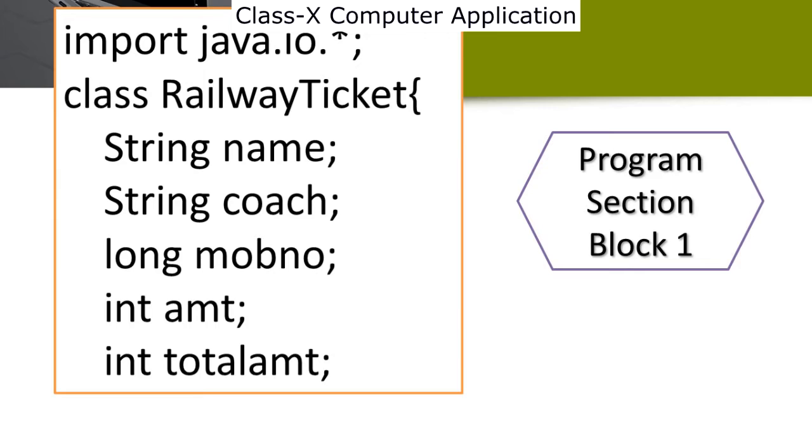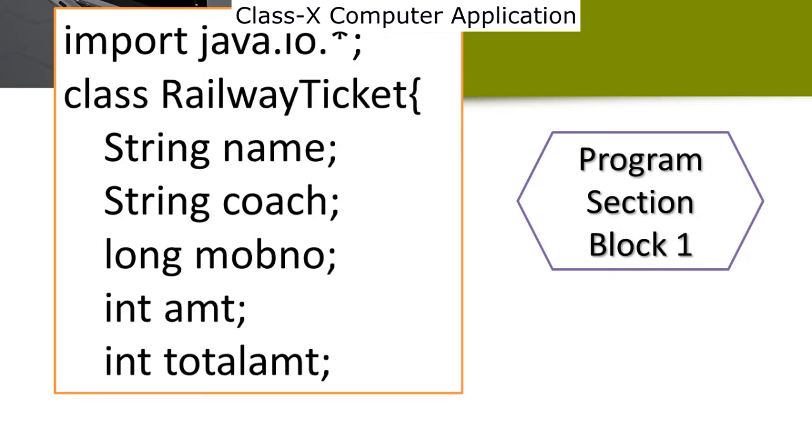So the first block of the program. Here, import java.io.*; that is the package I am going to use in this program. Import java.io.*; is nothing but input output operations. It means that whatever you input it has to accept, and whatever output you project it has to display.